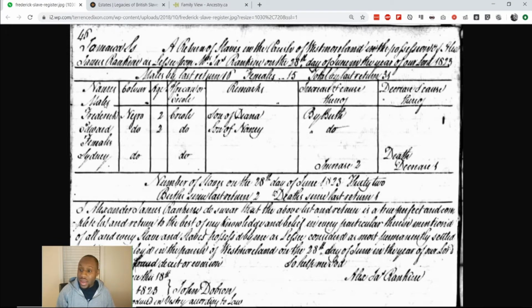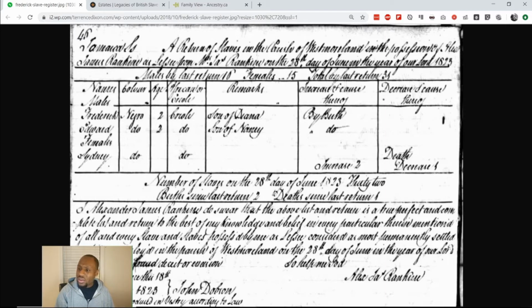Okay, so it's divided into males and females. Under males, it says Frederick, and that's my great-great-great-grandfather. His color was Negro, so he's black like me. At the time of this register, he was 2 years old. African or Creole, he was Creole. That means he was born on the island. And remarks that he's son of Diana. So that's amazing because now I know what my great grandmother's name was, Diana.